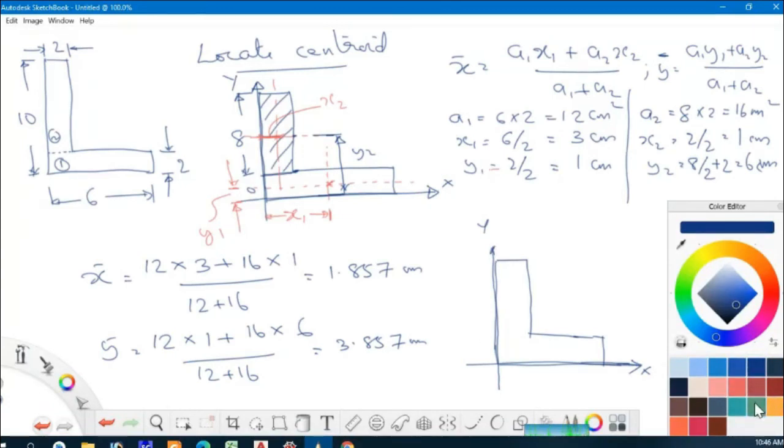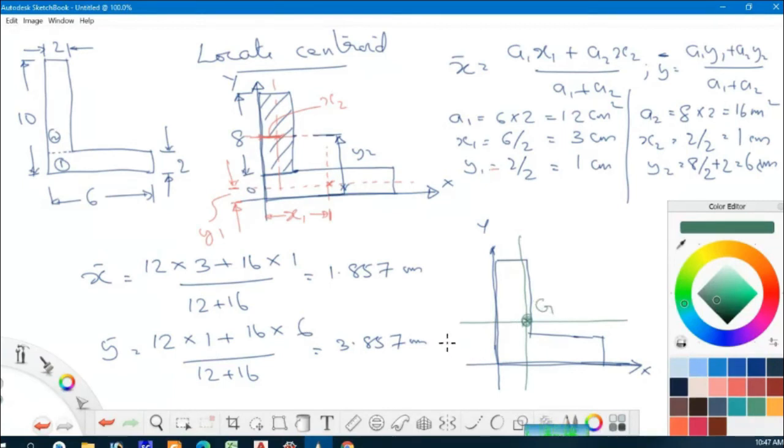The centroid will be at a distance along x of 1.857. So it will be around here, just before 2 from this distance. And in the other direction, y bar is 3.857. This is 2, so it will be somewhere here. Okay, so this will be the centroid. This will be G, the centroid.